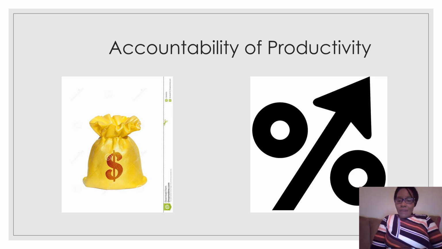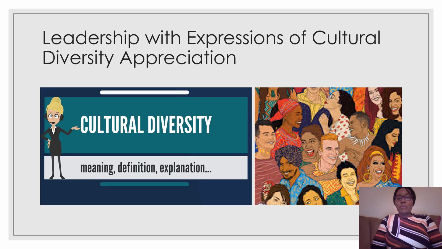We must have leaders within the community who are able to lead with expressions of cultural diversity appreciation. We're seeking leaders within our schools and in our community who understand what cultural diversity is. It's a difference. It's individuals who live in the same community, same environment, but they have different beliefs. They're different, and we have to respect that.